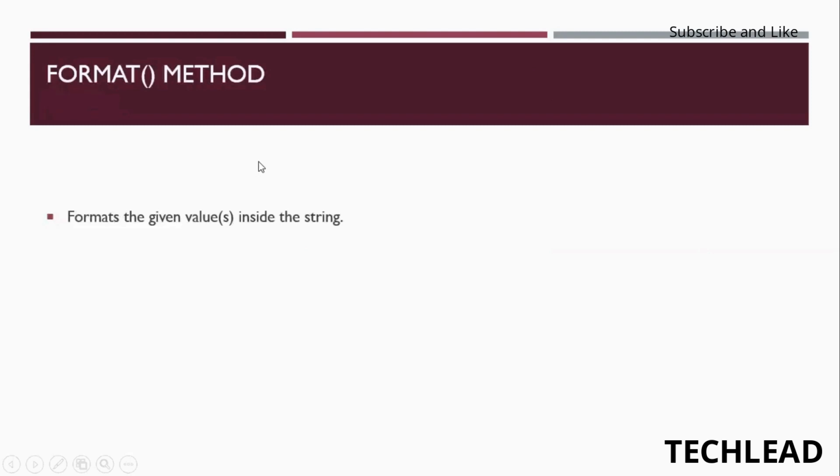Format method. You know there are built-in methods and user-defined methods. The format is the built-in method in Python, and we give some text format to print on the screen. Let's look at the example.